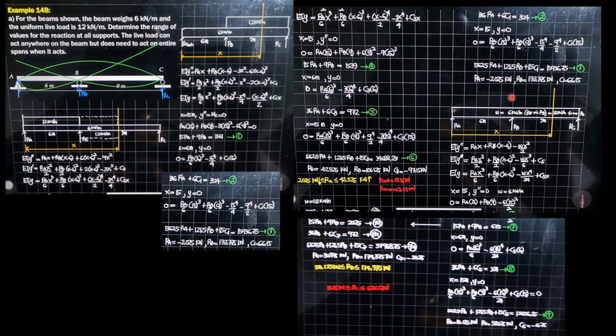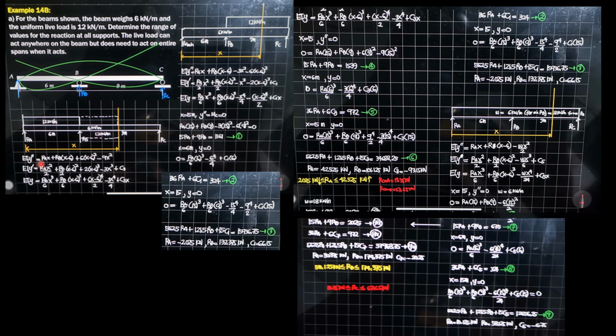Then to maximize RA, we need to load portion AB only with live load. If you look at the deflected shape, so this is now the figure. So we have 12 kilonewton per meter, but this is the section where the moment equation is to be established. That's why the 12 kilonewton load will be extended. And since we extended the 12 kilonewton load, we counter it with 12 kilonewton per meter load also upward.